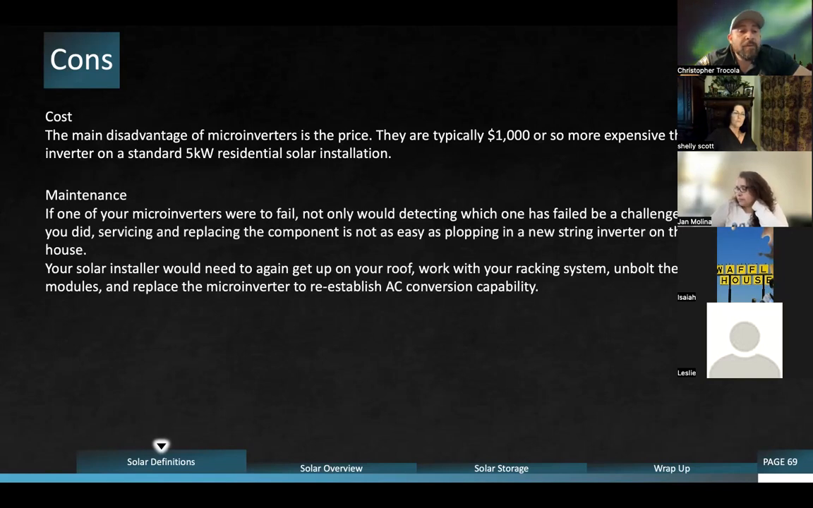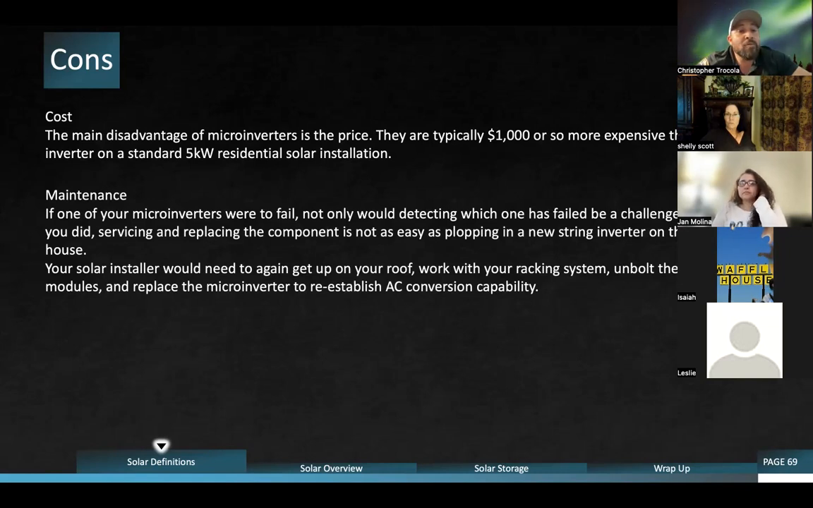Maintenance. If one of your microinverters were to fail, not only would detecting which one has failed be a challenge, but once you did, servicing the panel and the components is not as easy as plopping out the string inverter on the side of your house. Your solar installer would need to get up on the roof again, work on your racking system, unbolt the solar module, and replace the microinverter to reestablish the AC conversion capability.